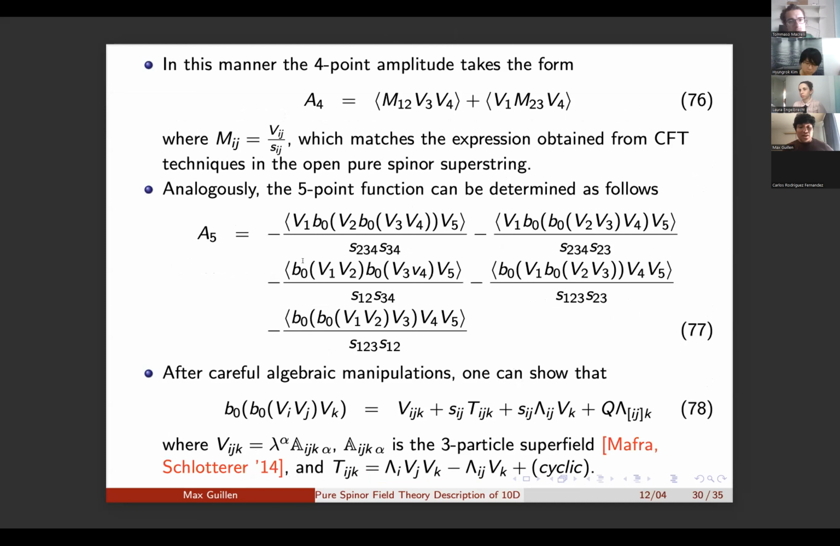So similarly, we can expand the formula for the 5-point function, and we find this more complicated expression. We also computed the action of the b ghost on vertex operators with this structure, and we found the 3 particle superfields found by Mafra and Schlotterer in 2014, and also some contact terms which will decouple from the physical amplitude because they can be seen like generalized gauge transformation terms here. Okay. So they are just spurious terms.